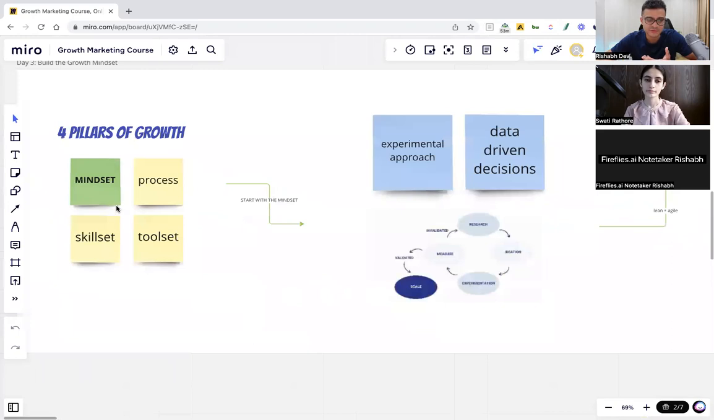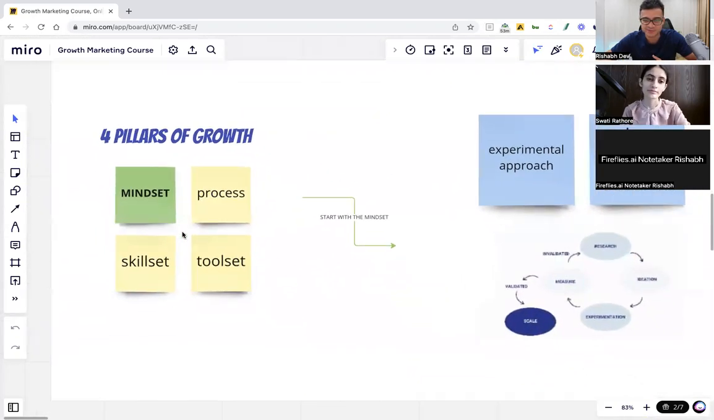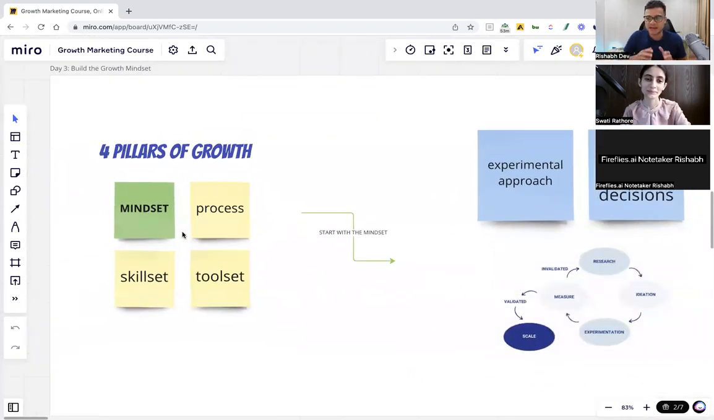So, Swati, these were the four pillars that we discussed, as you remember. And as I'd mentioned, mindset is sort of like the most important thing. And I think you've already been working with me for a year, and I keep telling you all of these things. But for someone who's starting out, they really have to think about different ways or new ways to approach problems, also new ways to solve problems. And that's sort of the way to build the growth marketing mindset.